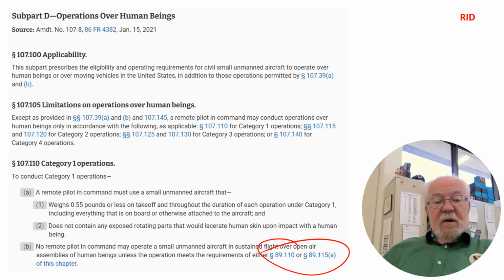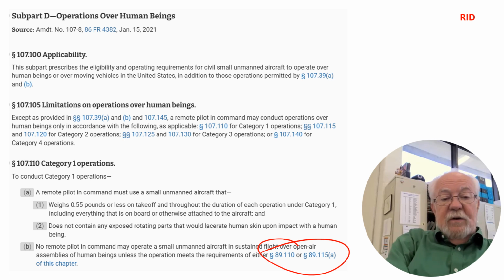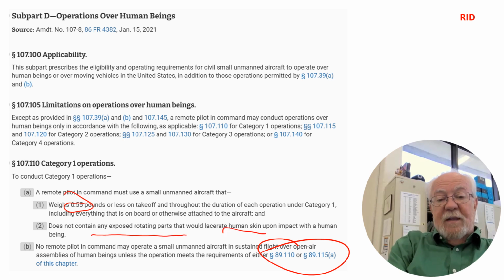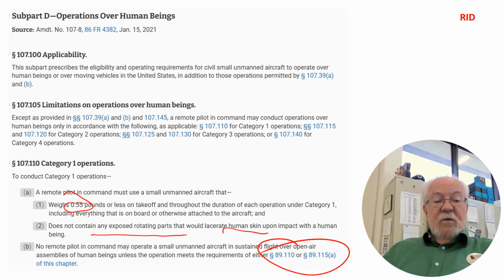So we have to go to that regulation. Just a point before this: we're talking about Category 1 operations. This is the flight over regulation that applies to fairly small aircraft, obviously less than 0.55 pounds on takeoff, including everything else on the aircraft, and it doesn't contain any exposed rotating parts that may lacerate skin. So the pilot in command is the one who makes the determination that it's a Category 1 operation, as long as it fulfills all these things.